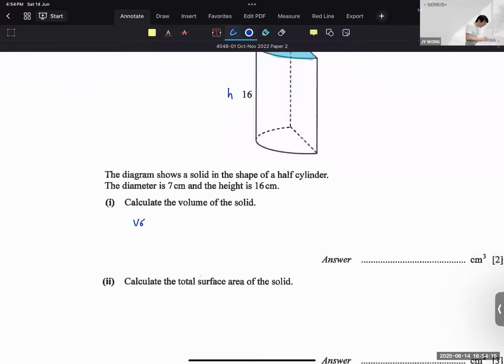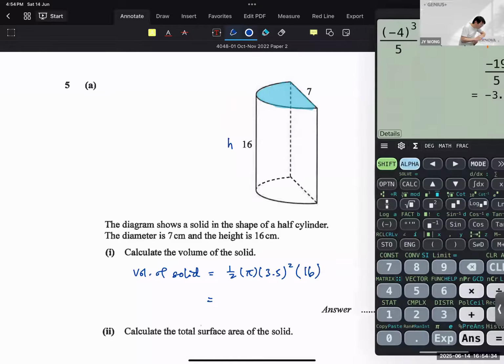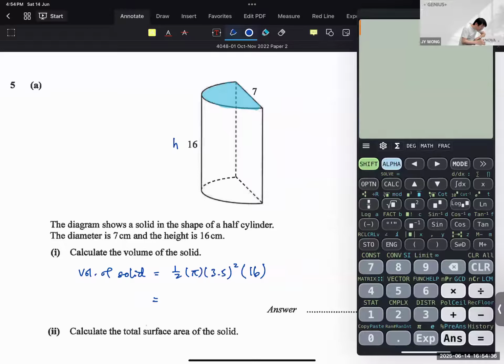So volume of solid is just equal to half times pi times radius squared times your height, 16. What's the radius? They give you diameter, so radius is 7 over 2, radius is 3.5. That's it. Then press your calculator. I will always leave the answer in terms of pi first.